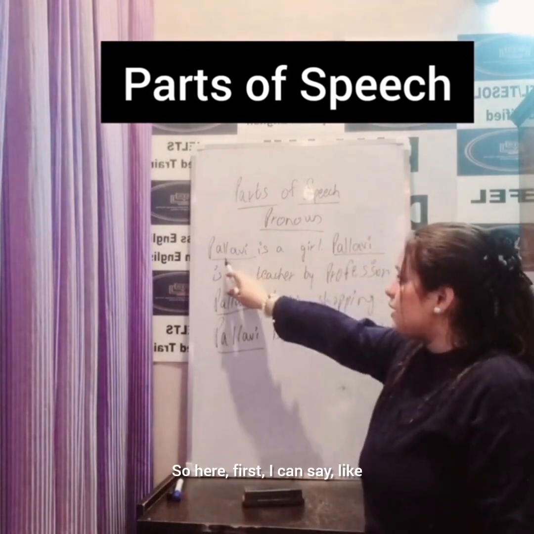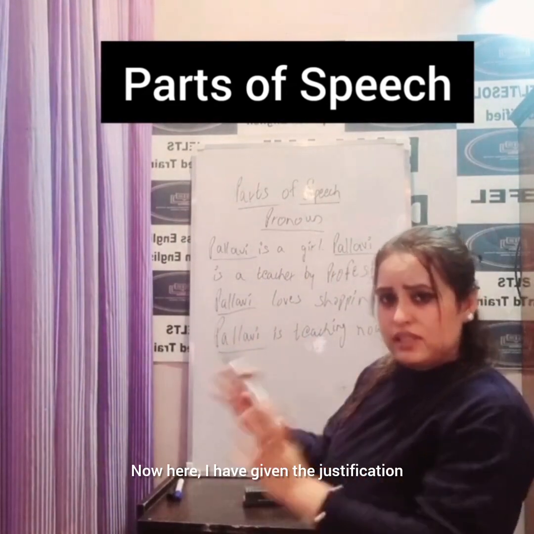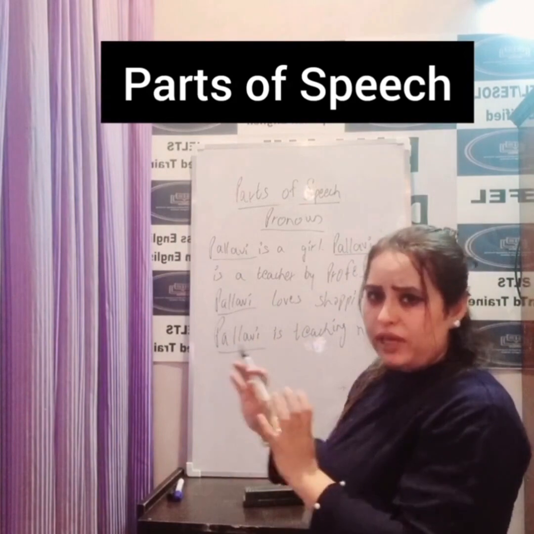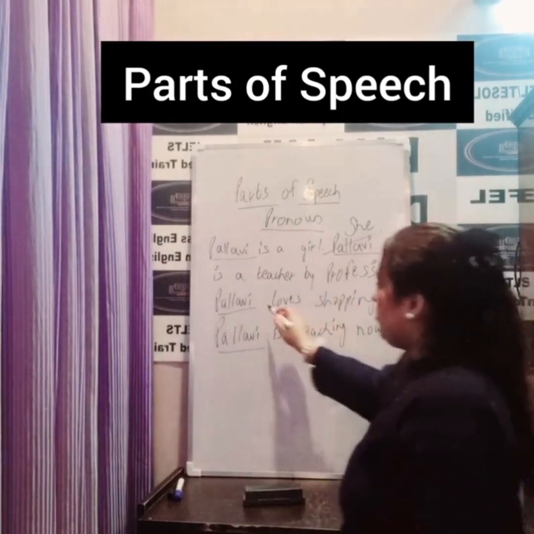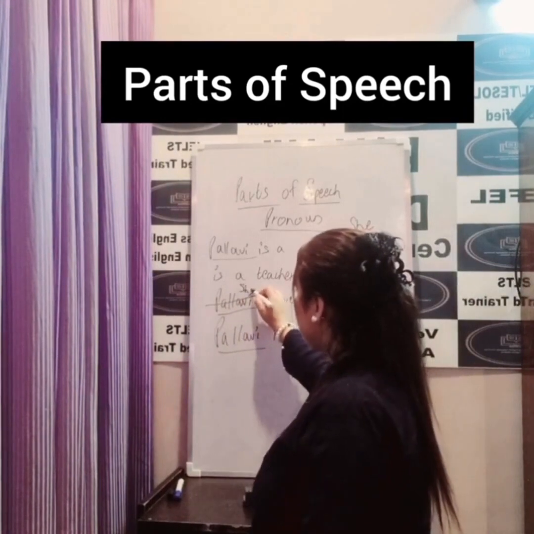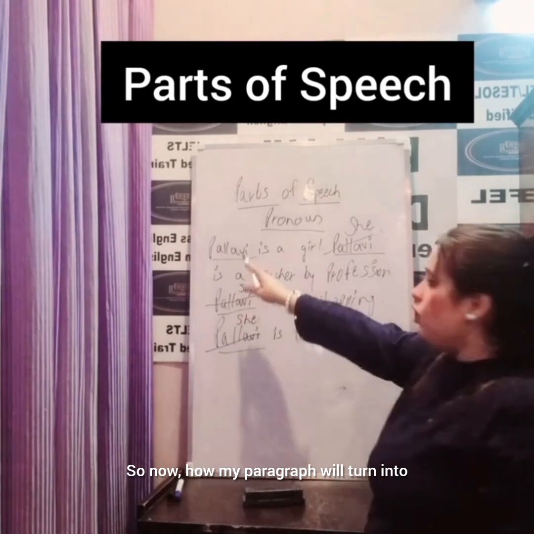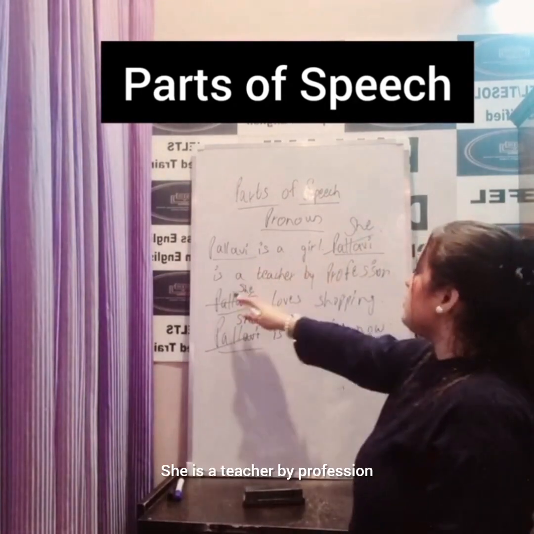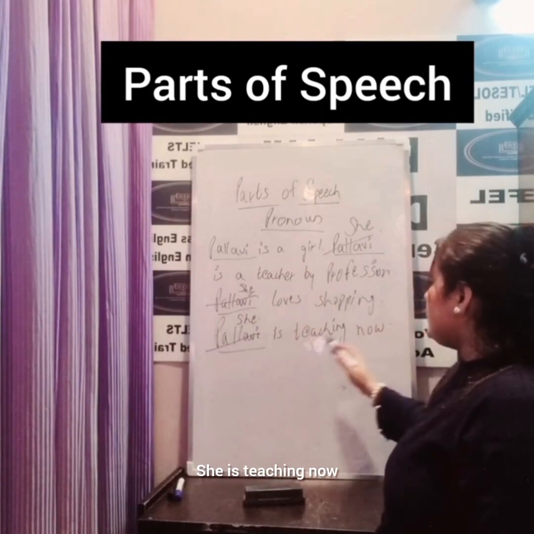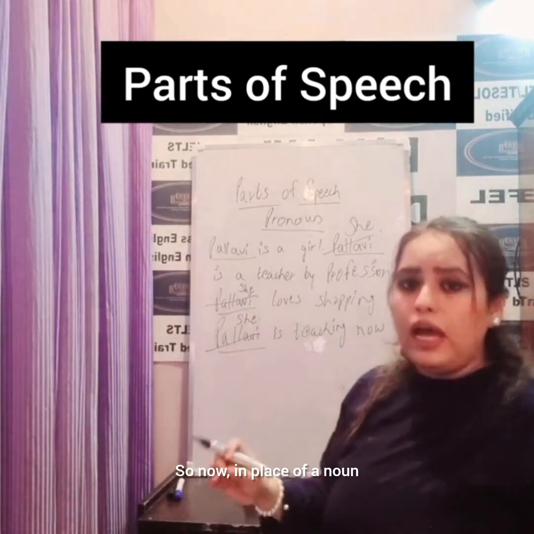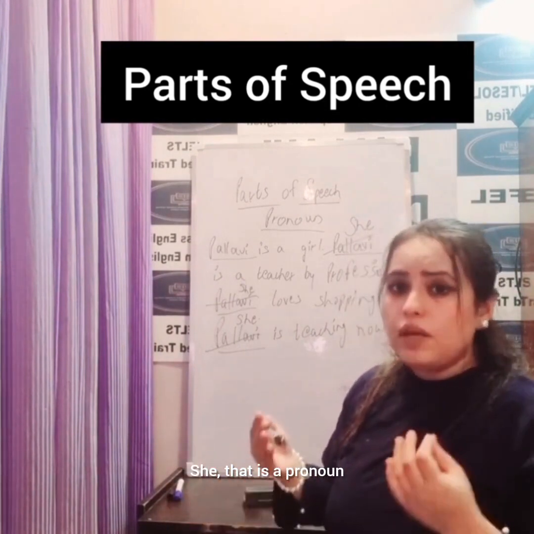So here, first I can say Pallavi is a girl. Now here I have given the justification, who is a girl: Pallavi is a girl. Then in other places I can cut Pallavi and write she. Can I do this? Yeah, I can do this. So now my paragraph will turn into: Pallavi is a girl, she is a teacher by profession, she loves shopping, she is teaching now. So now in place of a noun, what have I used? She. That is a pronoun.